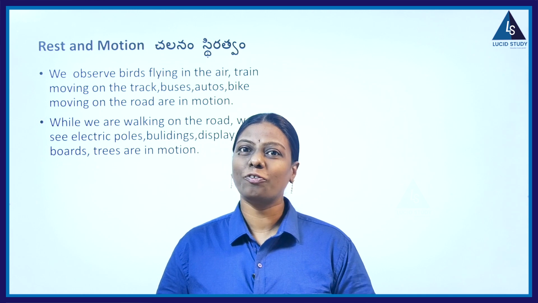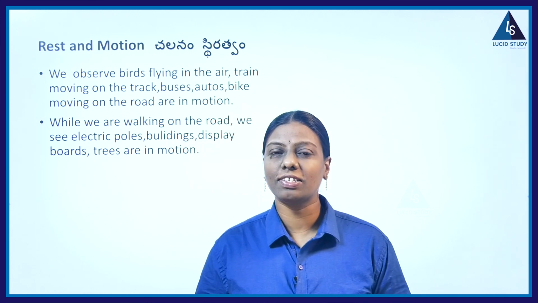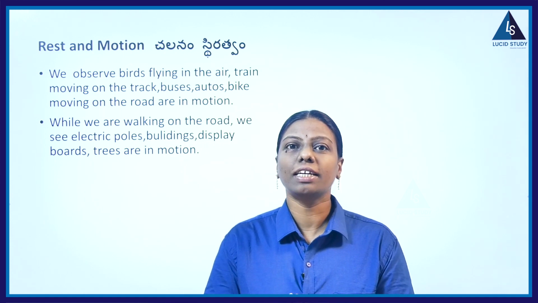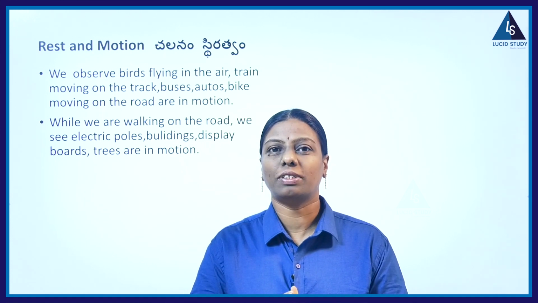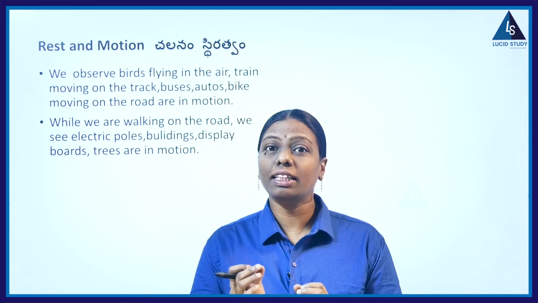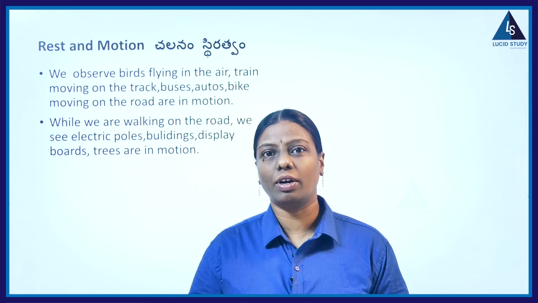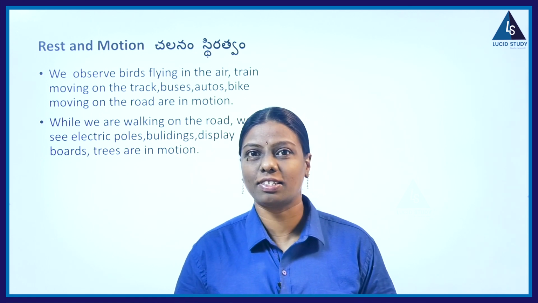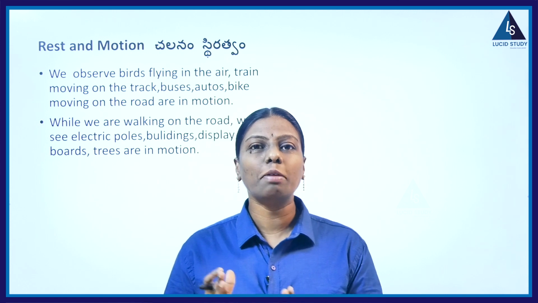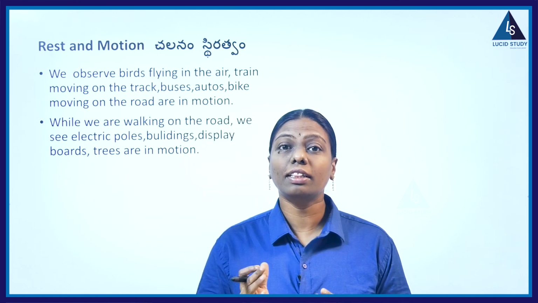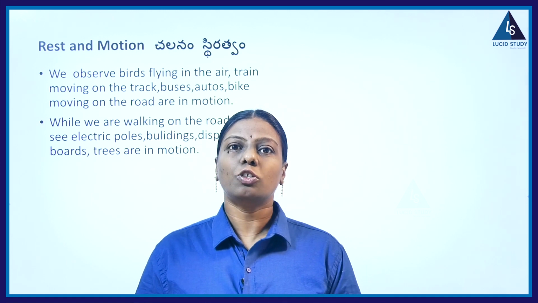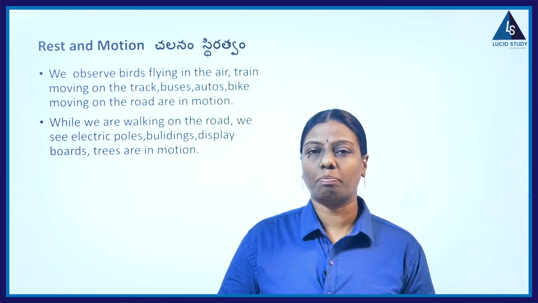Simple definition of rest. What is meant by rest? The simple definition of rest is: if an object does not change its position from one place to another place with respect to time and surroundings, it is called rest. If an object changes its position from one place to another place with respect to time and surroundings, it is called motion.